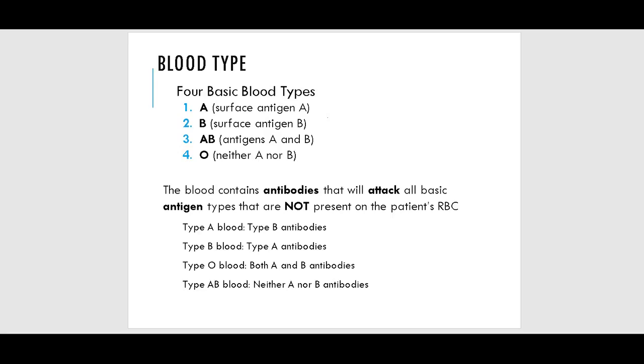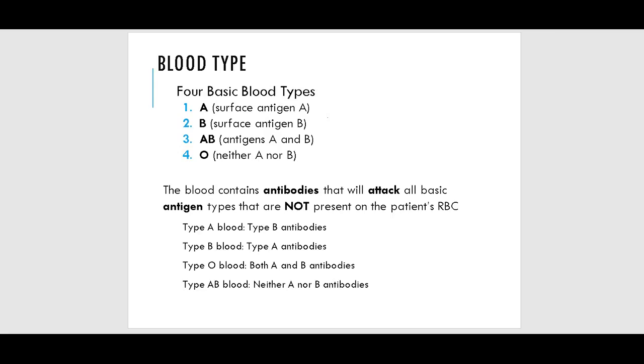If you're blood type A, that means that your red blood cells have the surface antigen A, and only A. They do not have B present. If you're blood type B, that means that your red blood cells have surface antigen B present. Blood type AB has both surface antigens, A and B. And blood type O has neither. So type O blood does not have antigen A or antigen B present.